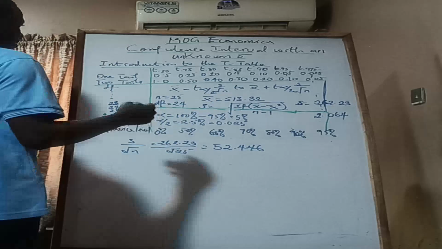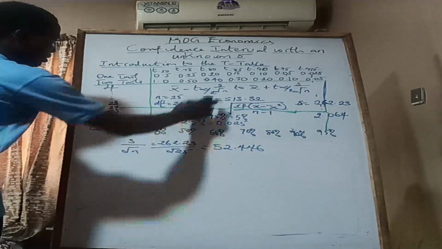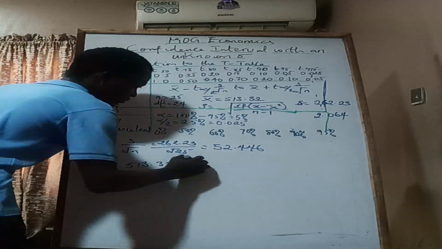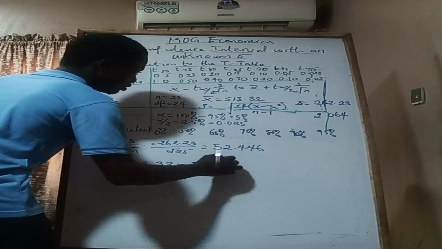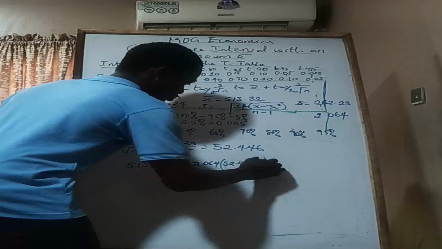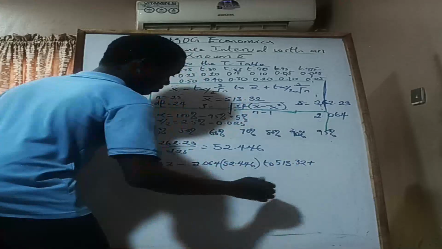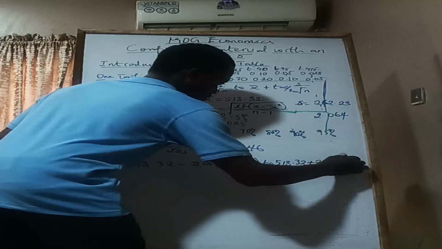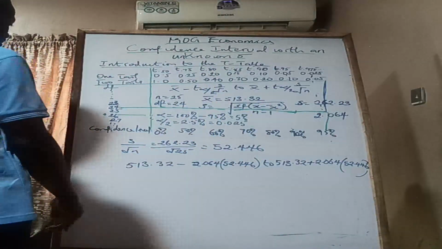52.446. So the confidence interval, I think everything we need for the confidence interval now is complete. So we have x̄ equals 513.32 minus the t value, 2.064, into brackets 52.446, then 513.32 plus 2.064 into brackets 52.446. Just let me manage that little space over there.